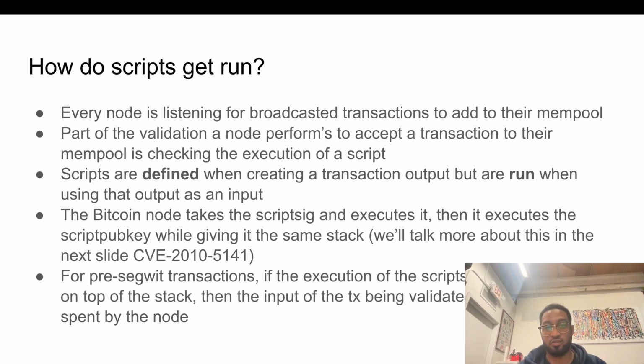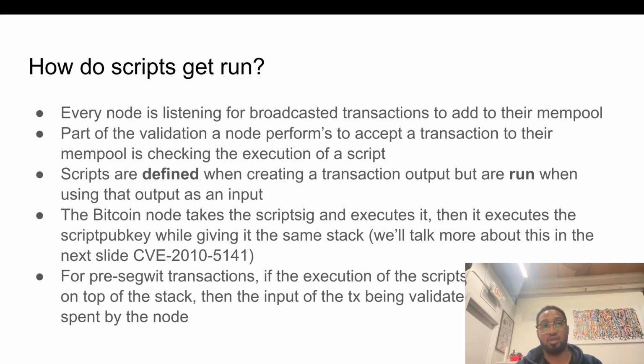Every node is listening for broadcasted transactions to add to their mempool. Part of the validation the node performs to accept the transaction to the mempool is checking the execution of a script. Now, scripts are defined when creating a transaction output, but are run when using that transaction output as an input. So you define your script when you want to receive Bitcoin, when you're making your address.